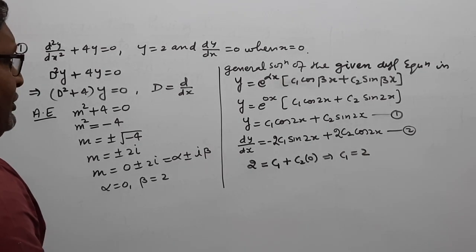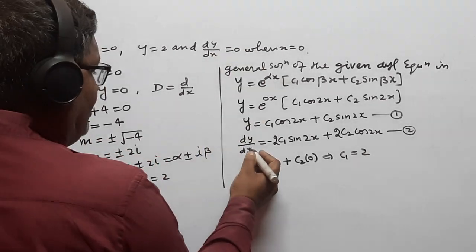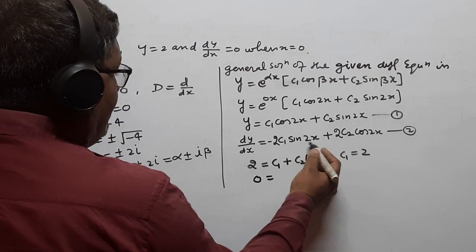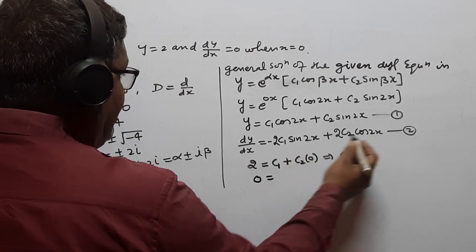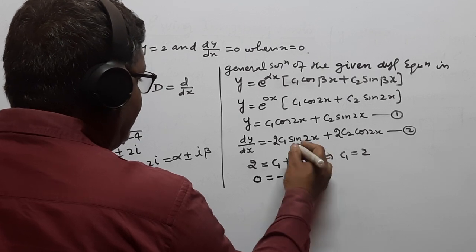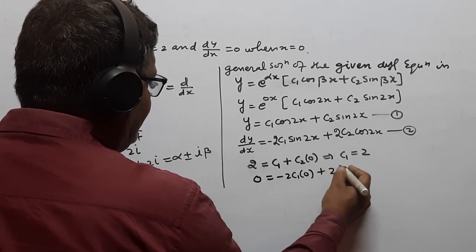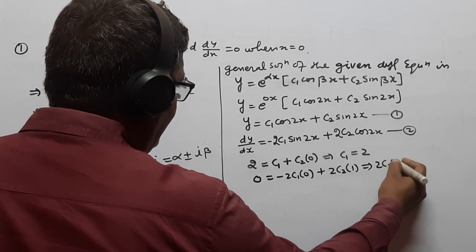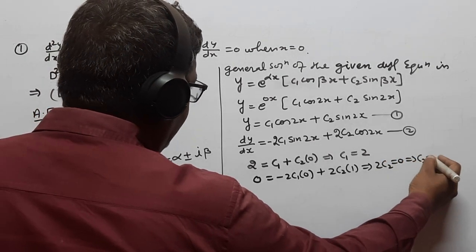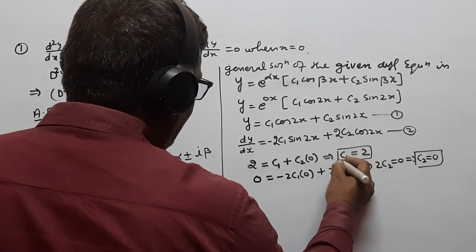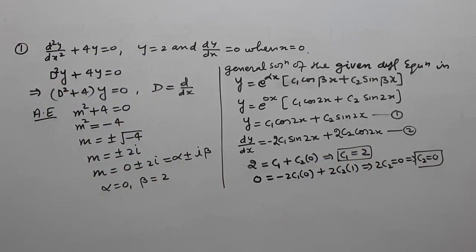Similarly, we put dy by dx equal to 0 and x equal to 0 in the second equation. We get minus 2c1 sin 0, which is 0, plus 2c2 cos 0, which is 1. This gives 2c2 is equal to 0, so c2 is equal to 0. So here we get c1 is equal to 2 and c2 is equal to 0.